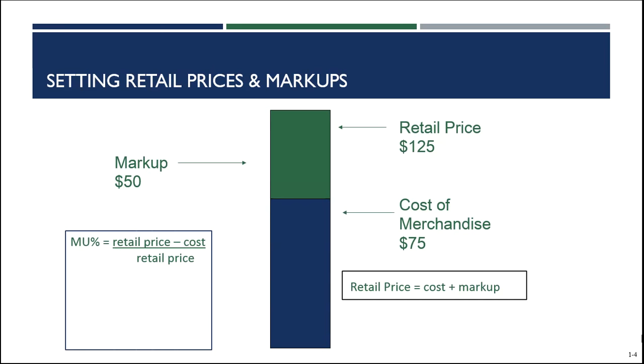Now let's figure out what the markup percentage was. So I have the equation there on the left-hand side of the screen for you. The markup percentage is the retail price minus the cost divided by the retail price. So here's what that looks like. And if you do that math, you'll see that the markup percentage for this piece of merchandise is 40%.